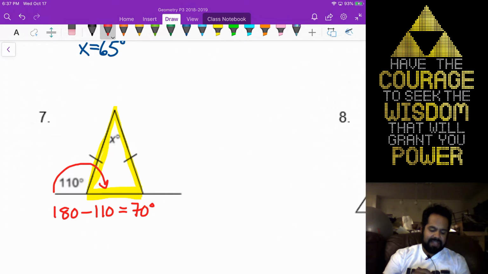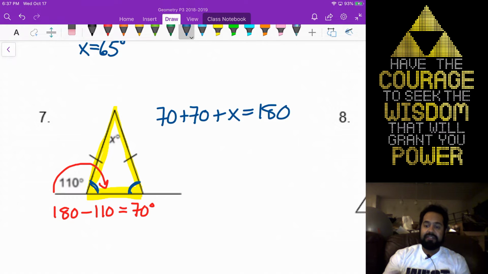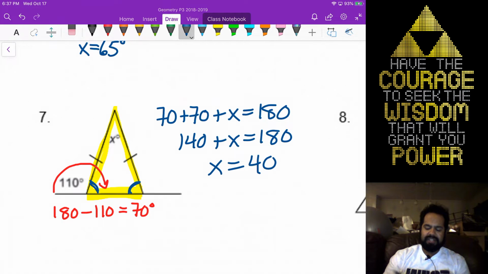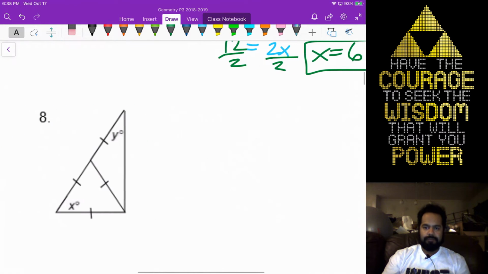Again, going back to the isosceles triangle idea, we know that this base angle is congruent to this base angle. So those are both 70 apiece. So we're saying 70 plus 70 plus x equals 180. So therefore, x equals 40 degrees.